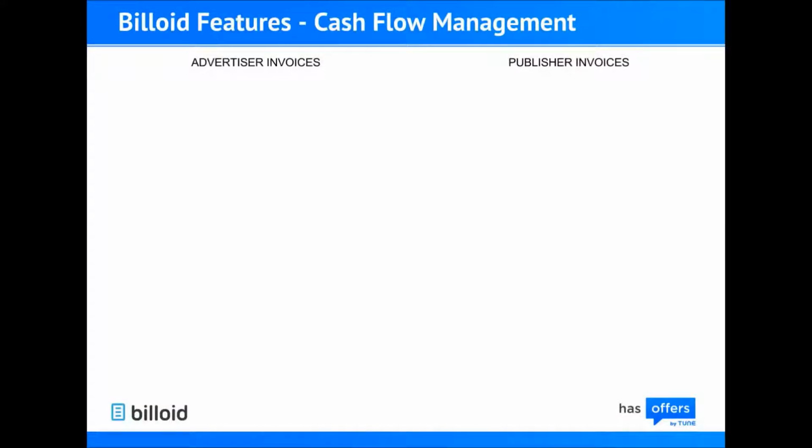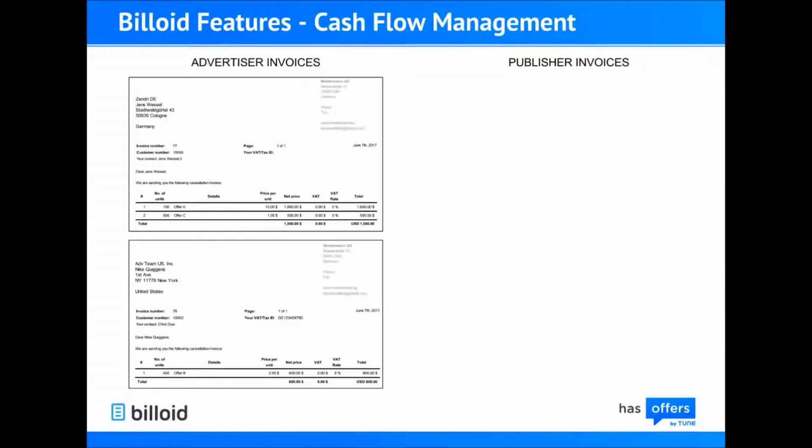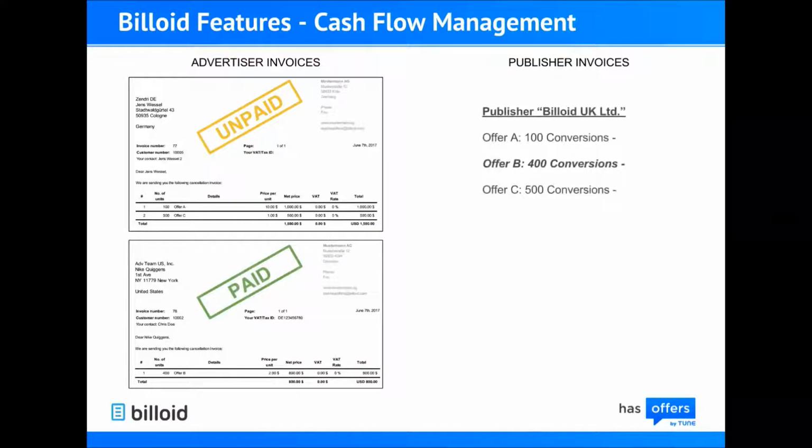Let's assume we have 2 advertisers. The first one has an invoice with 2 offers, and the second one has 1 offer. And on the other side, we have just 1 publisher in our network running all the offers. So after the billing cycle went through, and we have now the situation we want to pay our publisher, we have to investigate, okay, what has been paid on the advertiser side. The situation is advertiser 1 has not paid the invoices, while advertiser 2 has paid. And against that, we got the publisher with a total of all the 3 offers and several conversions for each.